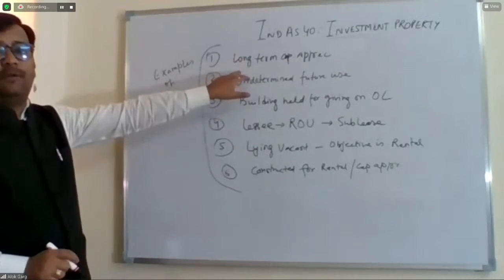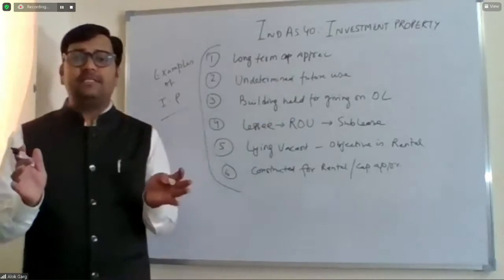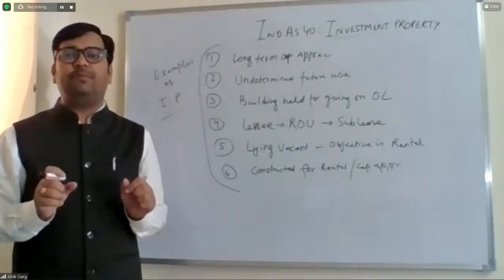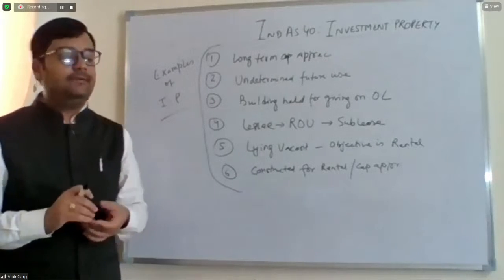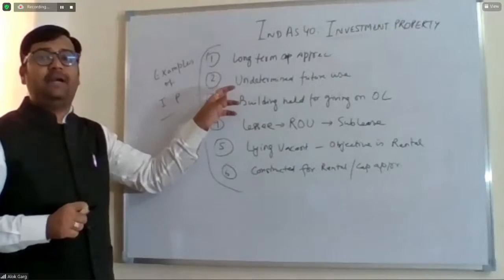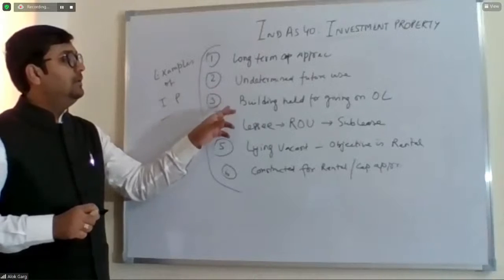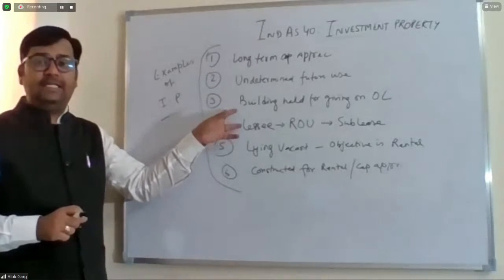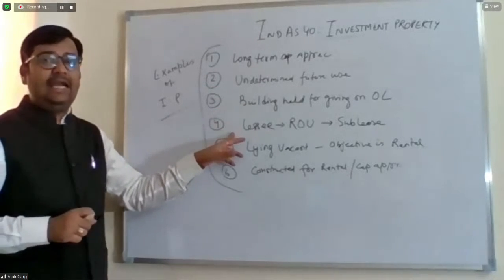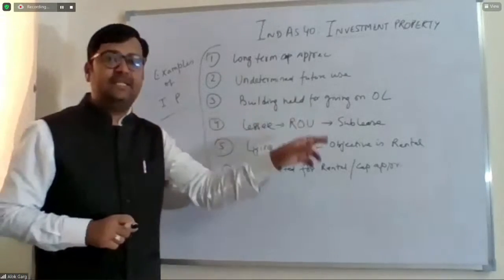It is held for long-term capital appreciation rather than for sale in the ordinary course. If something is available for sale in the ordinary course of business, it will be treated as inventory. Undetermined future use: management has not determined what the use of that particular land or building will be. Building held for giving on operating leases. The lessee has recognized a right of use asset.